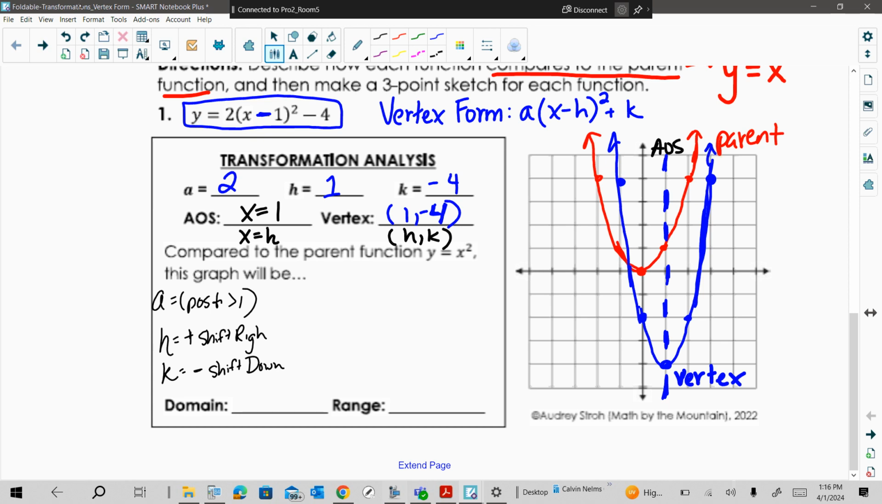Okay, so because I know my A was positive and greater than 1, that let me know I would have a vertical stretch. They want to compare it to the parent function y equals x squared. The graph is going to be stretched vertically. So it is narrow.